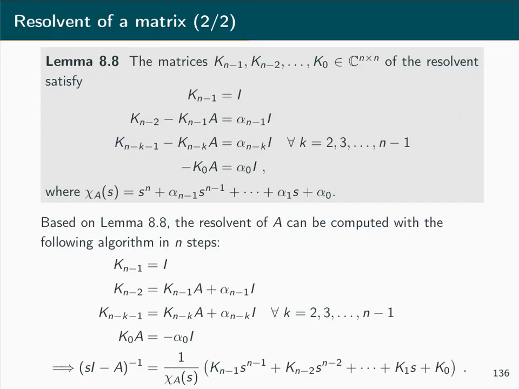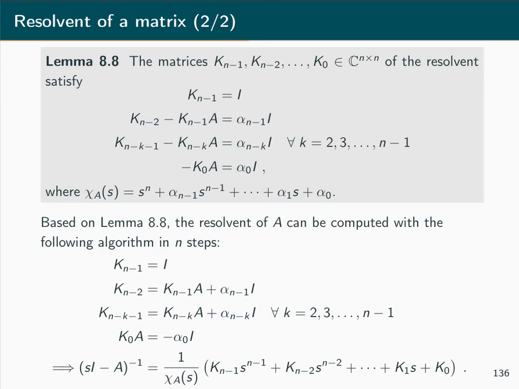Note that by virtue of lemma 8.8, we can now compute the resolvent of A by using the given formulas instead of going through the complicated process of computing the adjugate matrix of sI minus A. In fact, (sI minus A) inverse can be computed by the following algorithm in n steps.